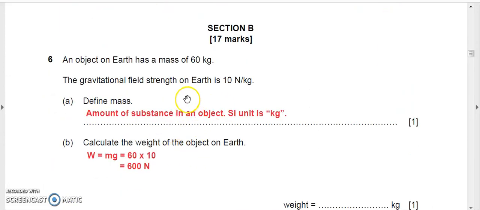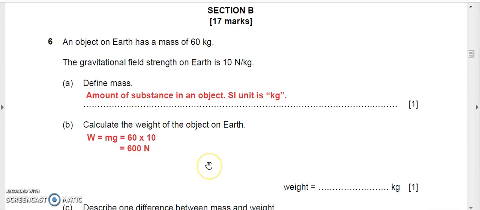Section B, first question, define mass. You just need to define it as the amount of substance in an object or body. SI unit, kilogram. Calculate the weight of the object on Earth. So W equals mg. Mass 60 kg, g is 10 newtons per kilogram. Just multiply that and you get 600 newtons.